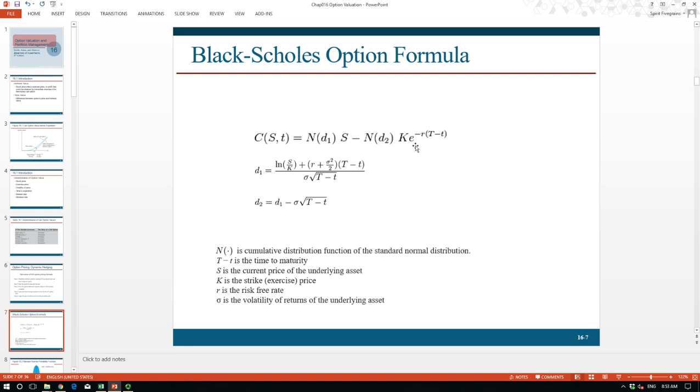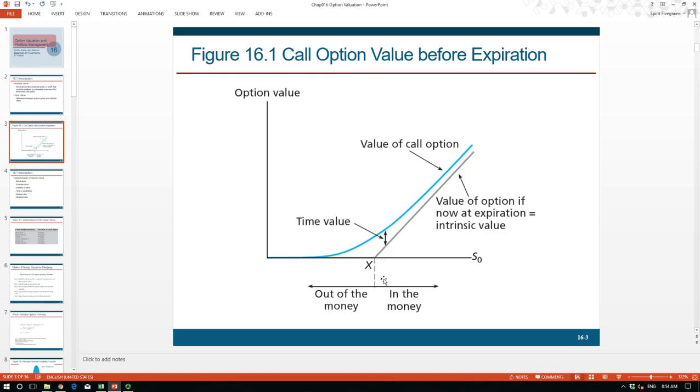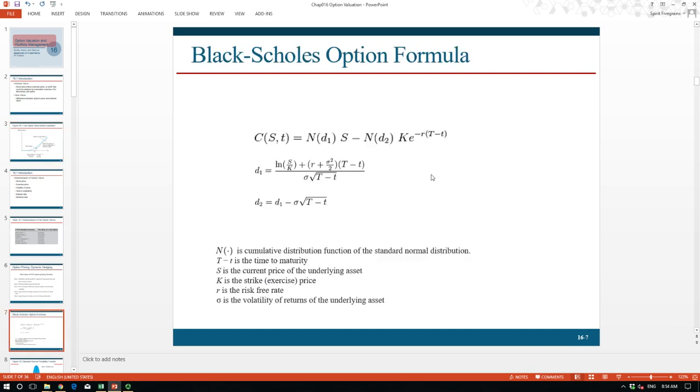So K times e raised to the power minus r times (T minus t) is equivalent to the present value of the exercise price, or X. When you calculate stock value, you need to apply the exercise price in the future. And the current value of the option should incorporate the present value of the exercise price. So this e raised to the power minus rT gives you a way to calculate the present value of K.